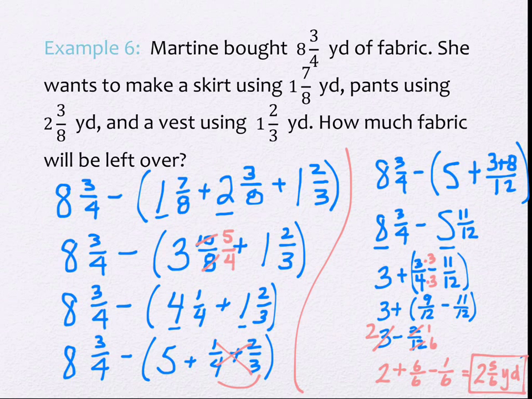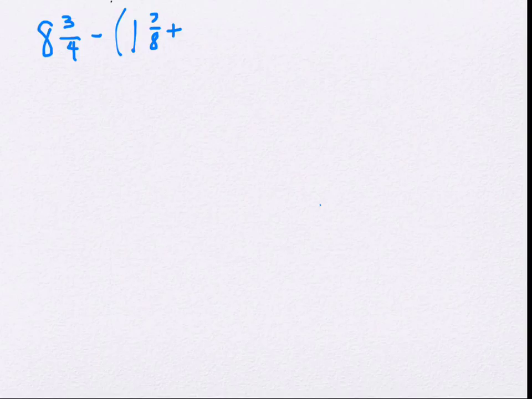Okay, so let's see what happens then if we do improper fractions. We have the same original problem. It's 8 3/4 minus, and I've got a grand sum total of 1 7/8 plus 2 3/8 plus 1 2/3. Did I get them all in there right? I think so. Okay.